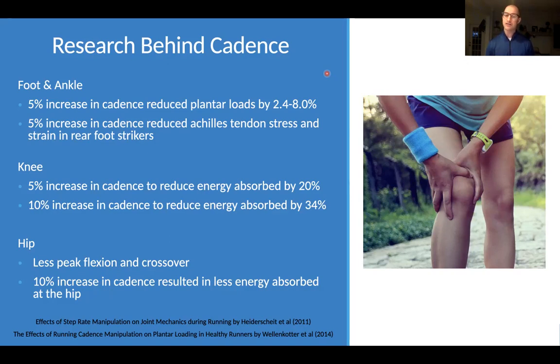A 5% increase in cadence reduces the amount of load absorbed at the knee by 20%. So just going from 160 to 168, you're reducing the amount of energy and load into that knee by 20%, which is huge, right? Now, if we increase the cadence by 10%, you reduce the amount of load into the knee by 34%. So these are huge numbers. At the foot, it was only 3 to 8%, but at the knee, 20 to 24%.